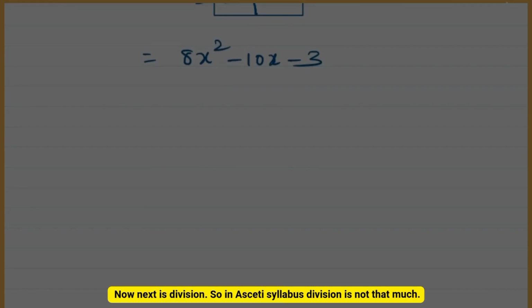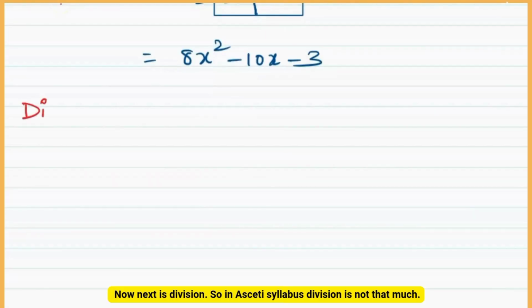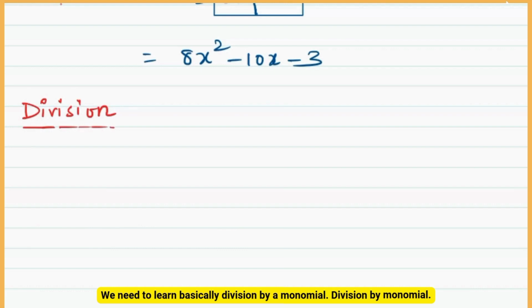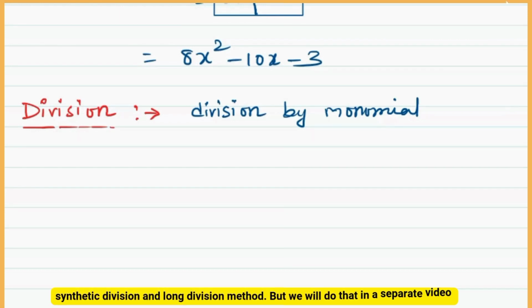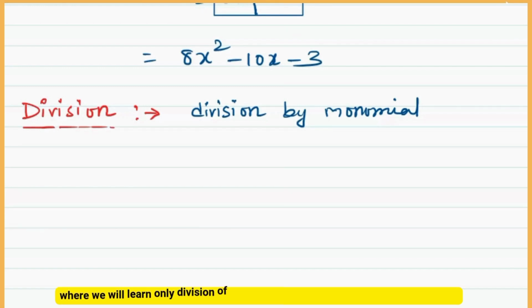Now next is division. So in SAT syllabus, division is not that much. We need to learn basically division by a monomial. But if we talk in broad view, then we have to know two types of division, synthetic division and long division method. But we will do that in a separate video where we will learn only division of polynomials. Here, according to SAT syllabus, we don't need to study that much.